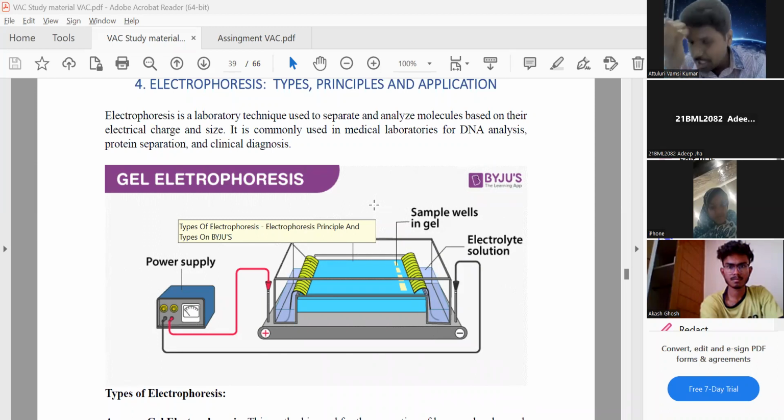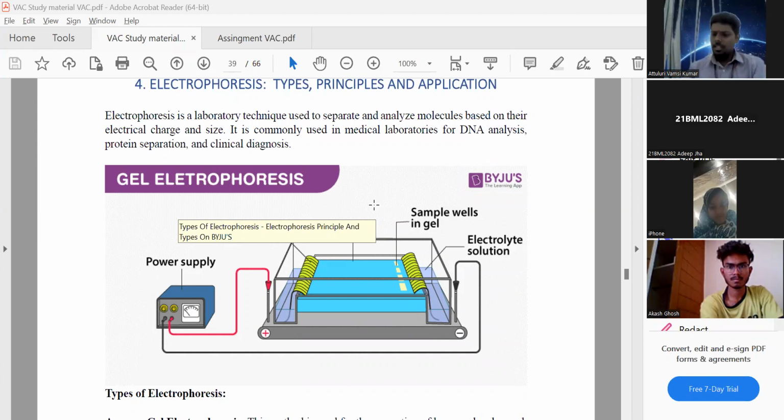The separation depends upon the size, shape, electric charge, and how the molecule interacts with the stationary phase and the mobile phase of the separating medium. By considering all these parameters and factors, we can separate the genetic material, DNA or RNA. So that is all about gel electrophoresis.